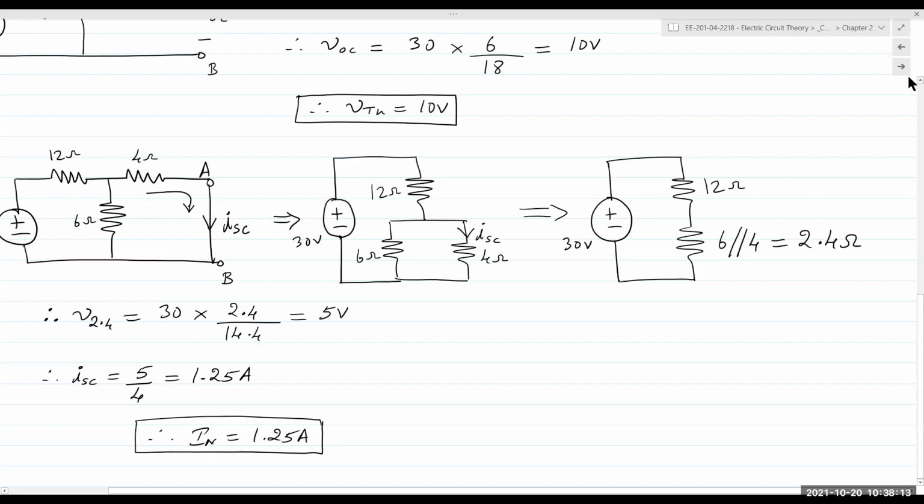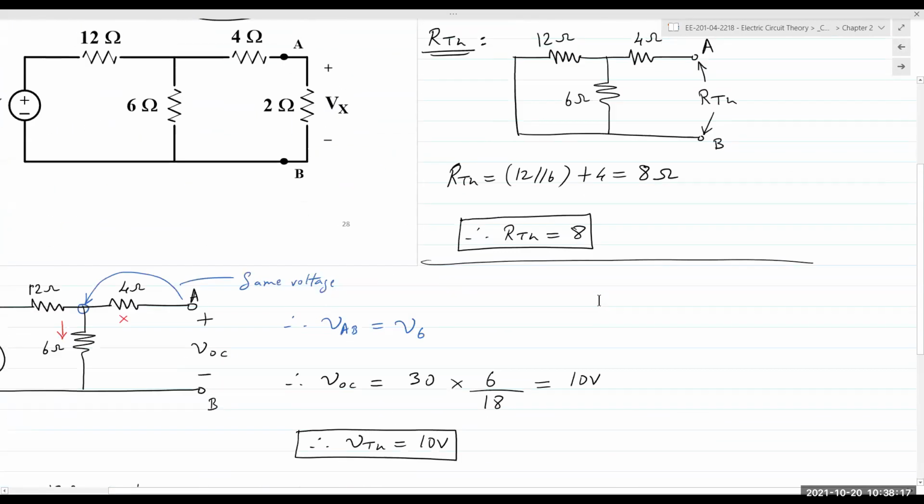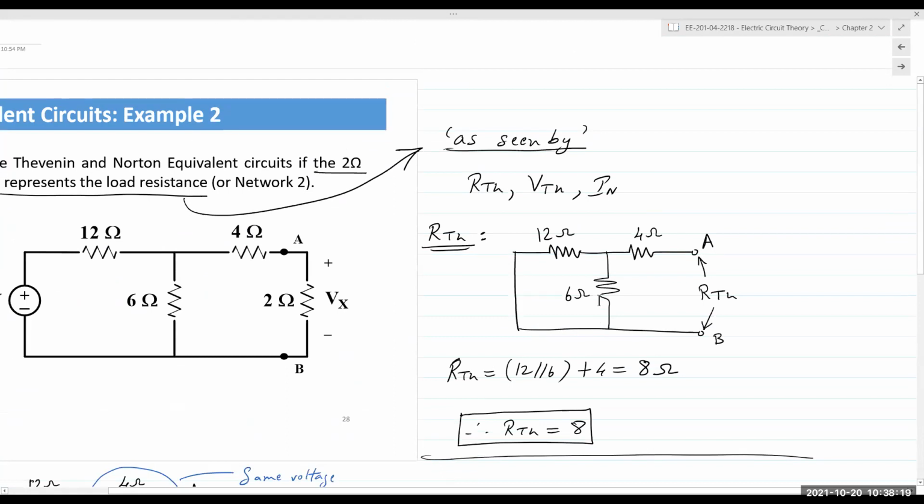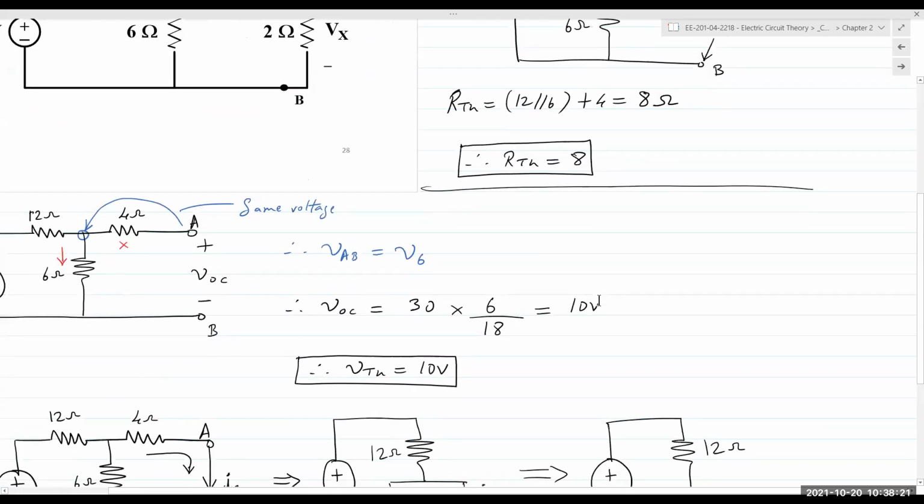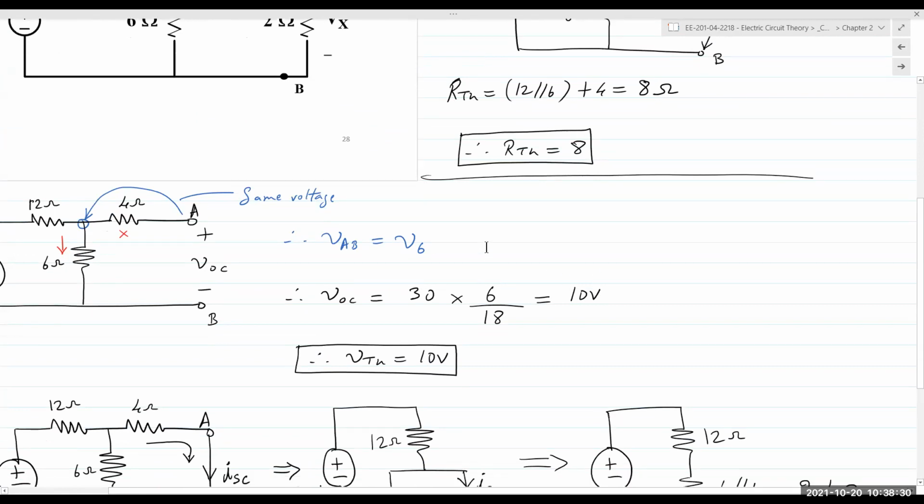No, the 2 ohm is at the beginning of the problem itself. It tells you that the 2 ohm resistor is the load resistor, so it's not part of any analysis. So you have to remove it completely from your analysis. It doesn't come into the picture at all.